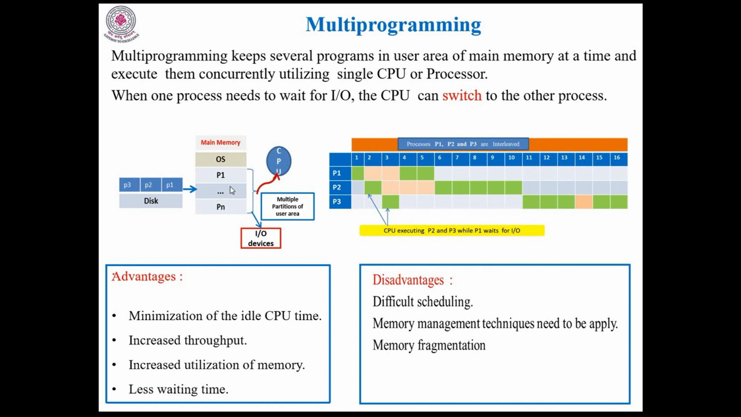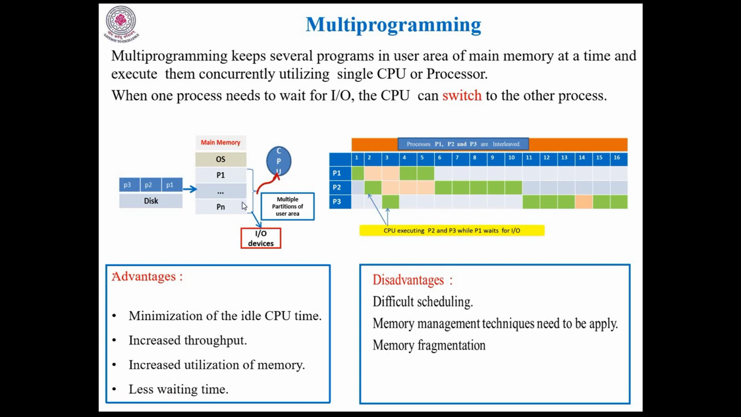How many programs I can load at a time depends on the number of partitions and the size of each partition. Suppose the user area is divided into three partitions, P1, P2, P3. Then a maximum of 3 programs I can load into the user area at a time. That is what multi-programming means: it keeps several programs in the user area of main memory at a time. So when it has 3 partitions, I can select 3 programs of equal size and load them into the main memory at a time, and execute them concurrently utilizing a single CPU or processor.